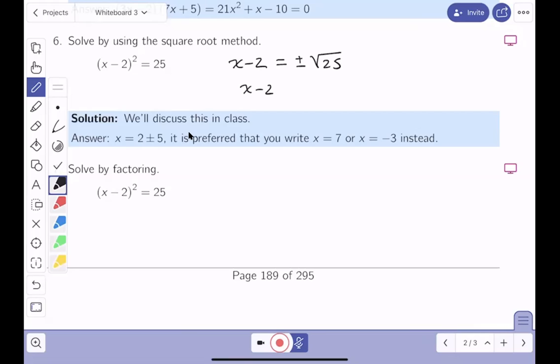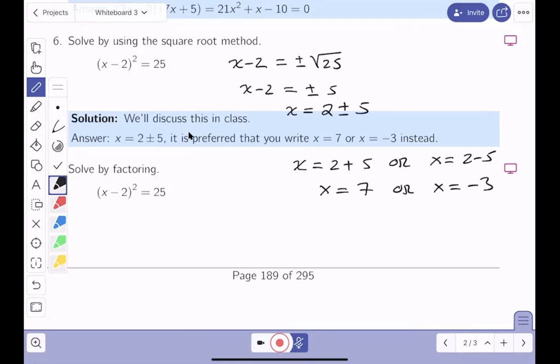X minus 2 equals plus or minus, what's the square root of 25? It's 5. Let's solve for x. X equals, I'm going to add 2 to both sides, 2 plus or minus 5. What does this mean? X equals 2 plus 5, or x equals 2 minus 5. Well, x could be 7, or x could be minus 3. Let's look at the key, see how we did. Again, you can also check this with the original problem.